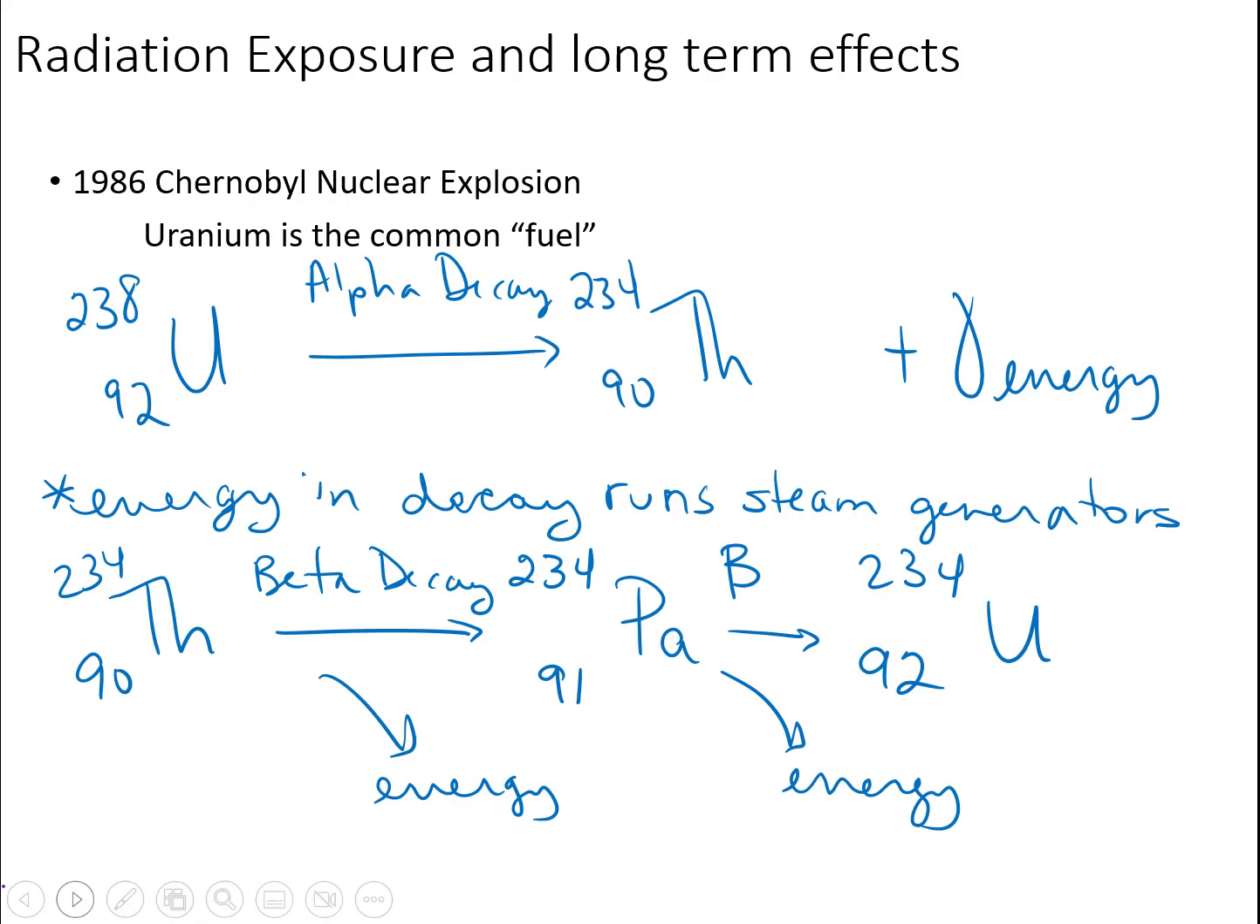When uranium breaks down, it starts off and it breaks down into thorium. So it does alpha decay. And when it does this, it actually releases gamma energy. So it releases that high energy. But then that thorium undergoes beta decay and a couple of other rounds of beta decay and eventually reforms uranium, which then goes through this whole process again.